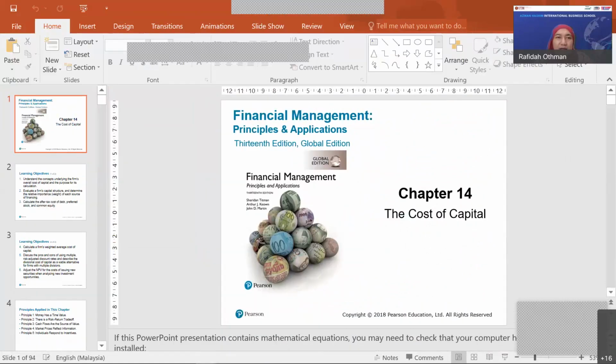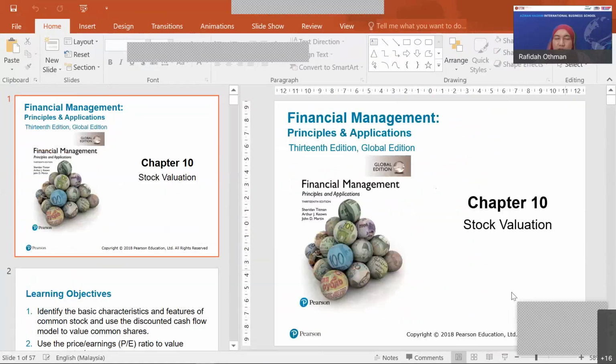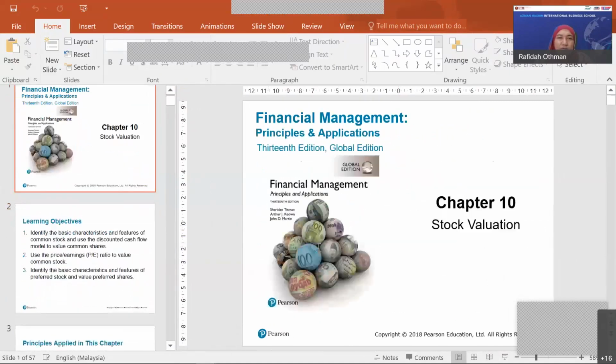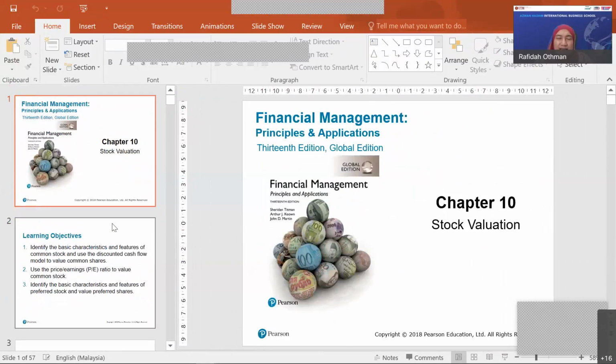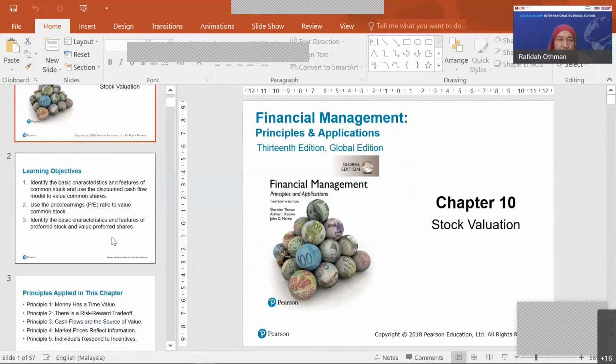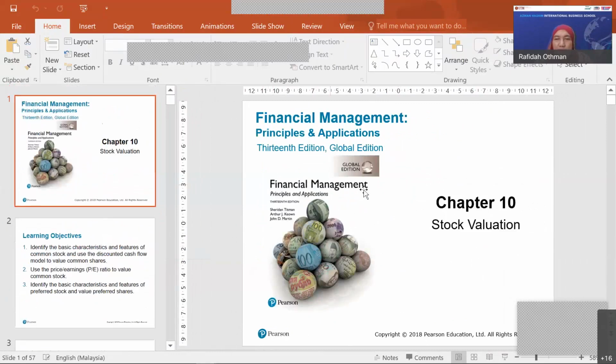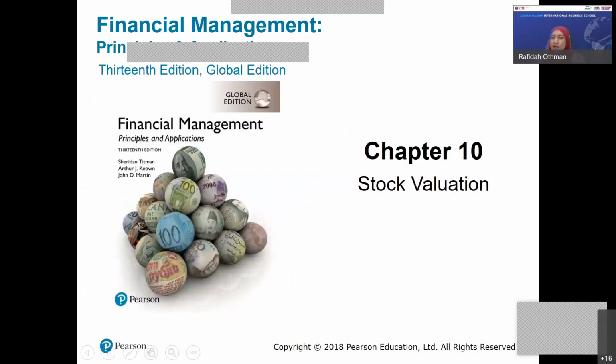Okay, this is for later. So we'll do stock valuation. This is one of your FEEP questions. When we are talking about stock valuation, we have to understand the characteristics of stocks. So we have equity, and we have two types of equity. The first one is common stock. The second one is preferred stock.